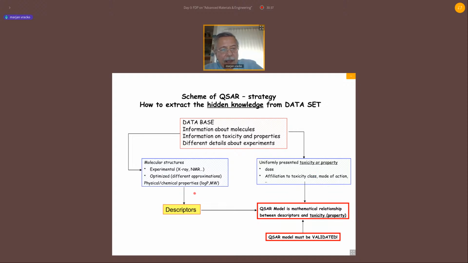And then what is my task? I have to calculate from those molecular structures descriptors. These are some parameters. I have algorithms for this. And the QSAR model is a mathematical relationship between those descriptors and property. Of course, there are a lot of ways how to validate and test these models, if the model is good or not. I won't go into details.